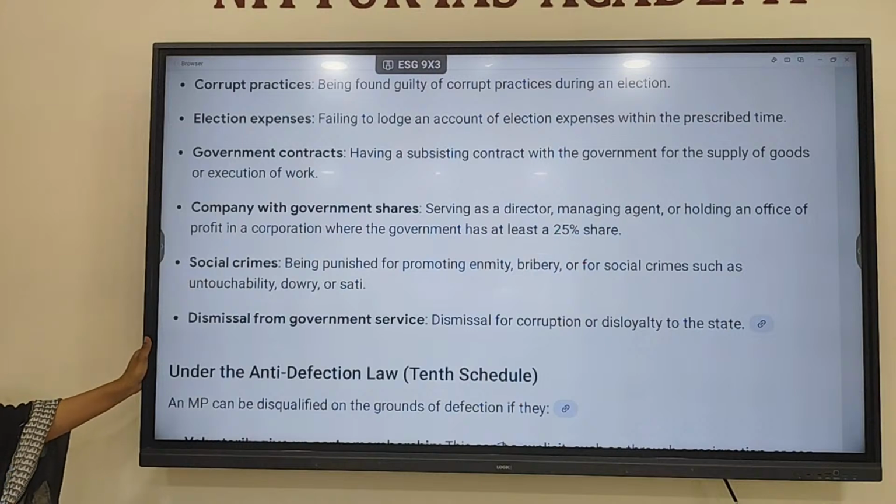Dismissal from government service, dismissal from corruption or disloyalty to the state. Disloyalty to the state and then disloyal to the nation, that is India.